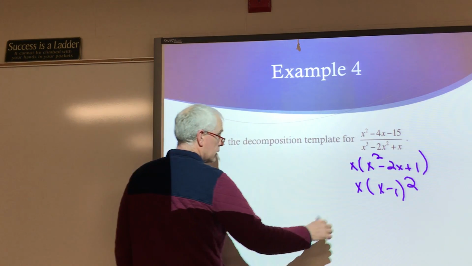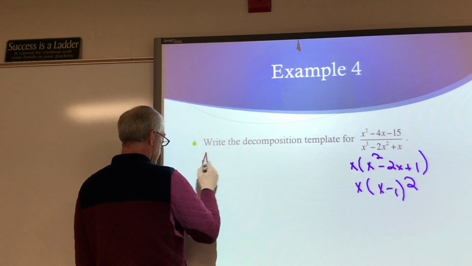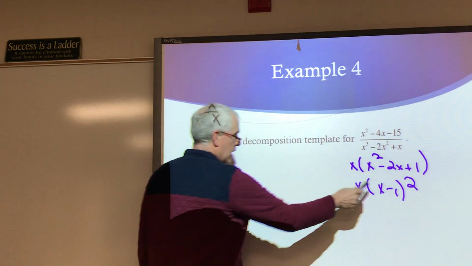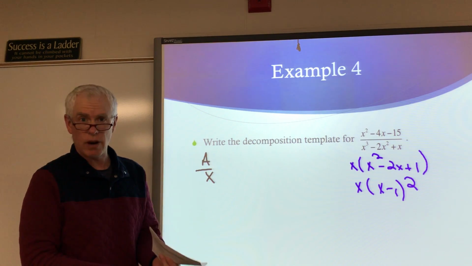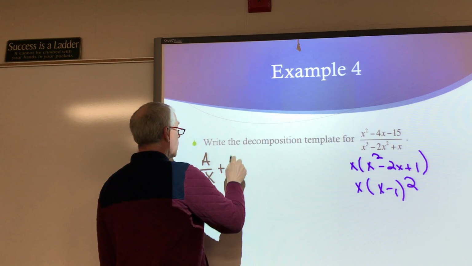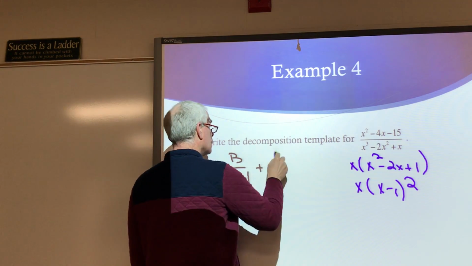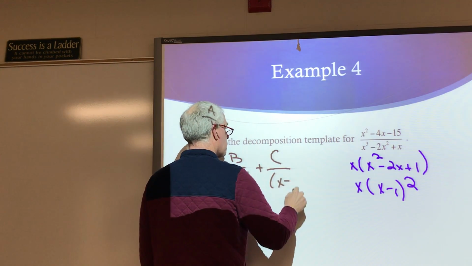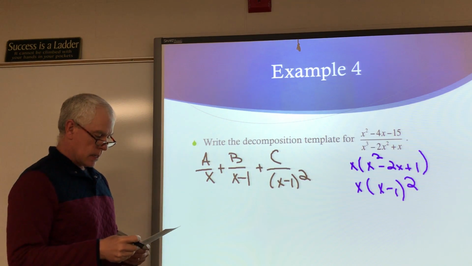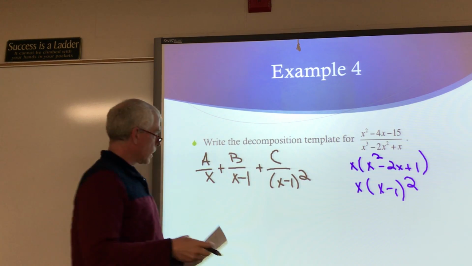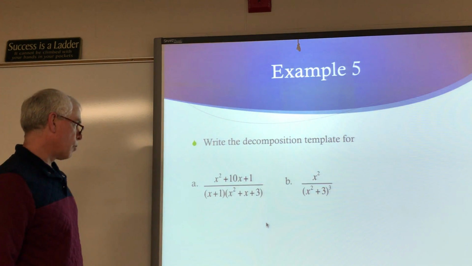All right, so I need a numerator for that factor, x, so I need an a over the x. And then I have x minus 1 quantity squared, so I'm going to need something for x minus 1 and something for x minus 1 squared. So I'll need a b over x minus 1, and I'll need a c over x minus 1 squared. That's going to be your template for that one. Okay? Example 5, a couple more templates here.